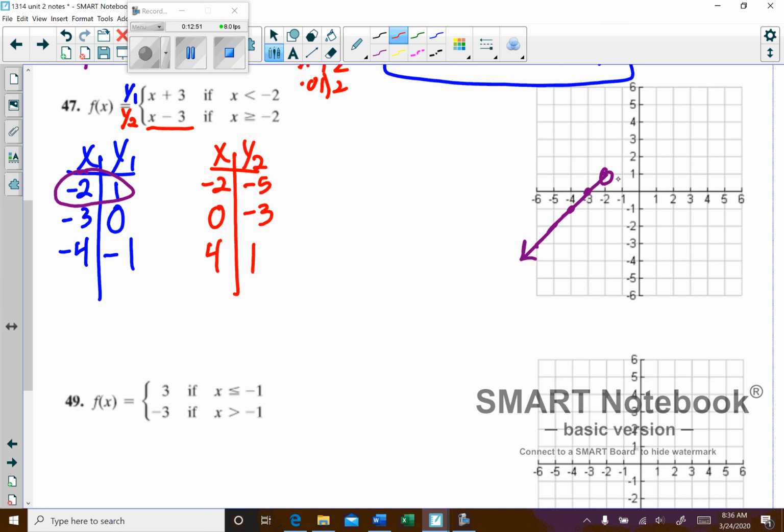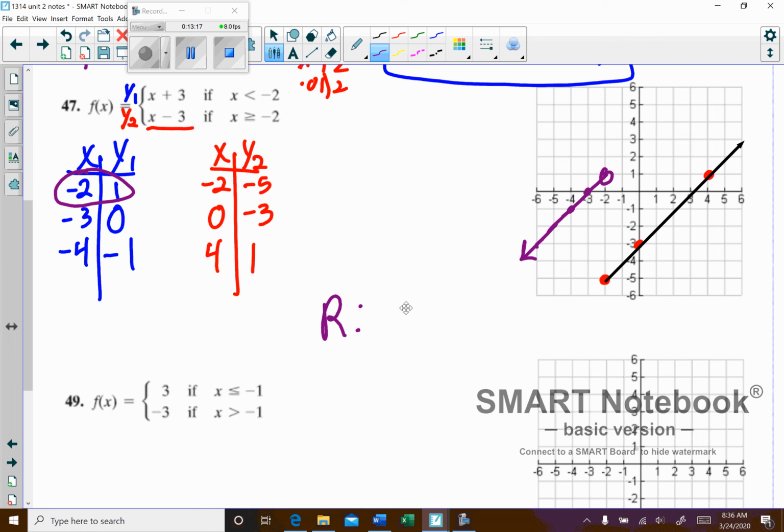So let's see it. At negative 2, we're down here at negative 5. That is included. So see, one's open, one's closed. Then 0, negative 3. And then at 4, we're up here at 1. All right, so let's go ahead and draw that. There we go.